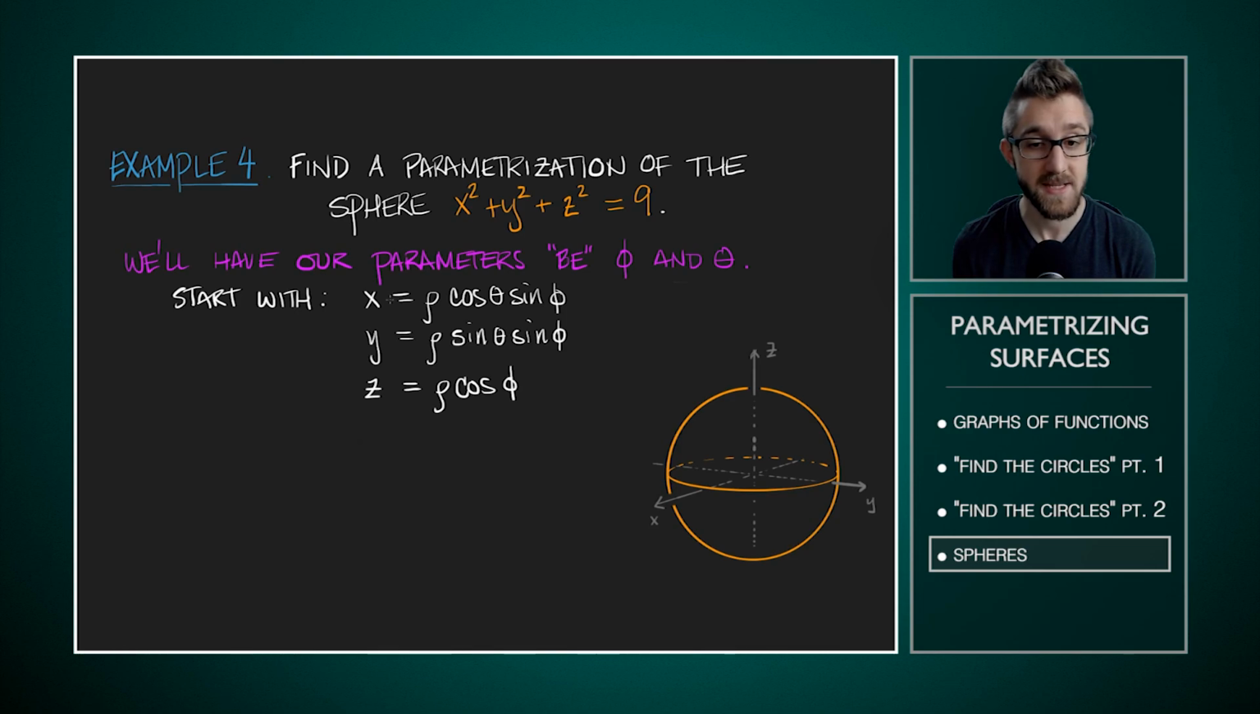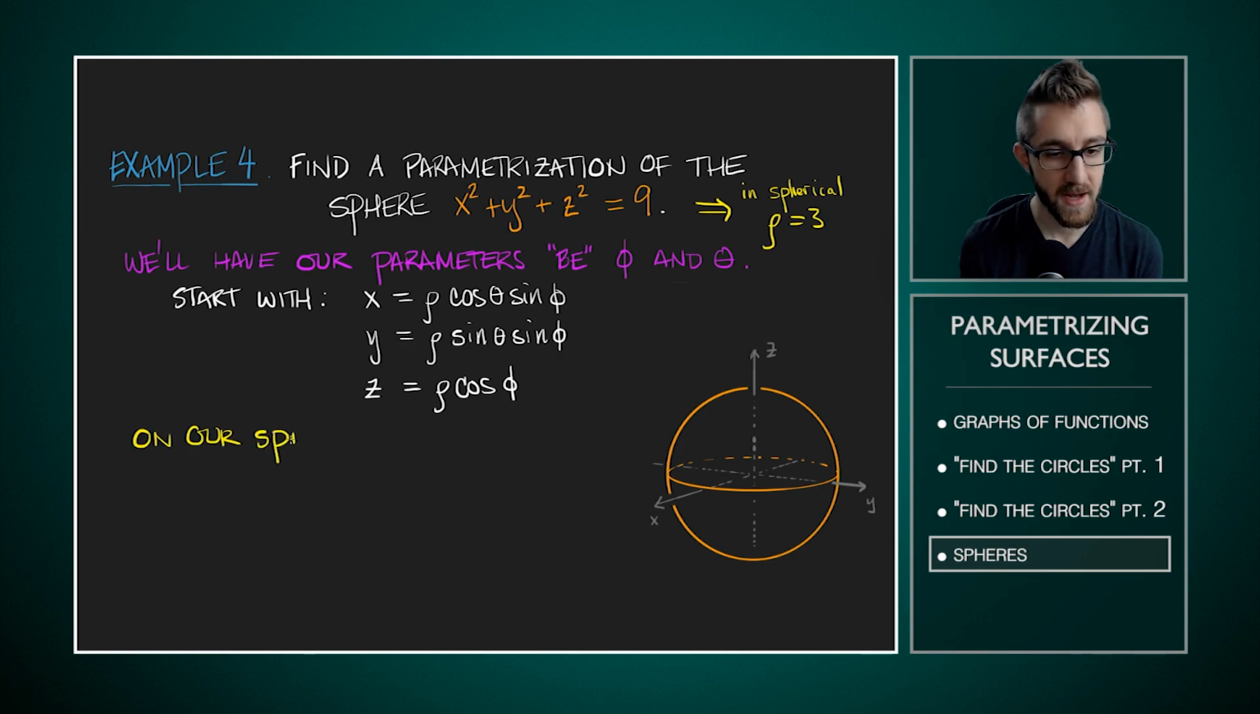So we start with this. This is x in terms of rho, phi, and theta, and y in terms of rho, phi, and theta, and z in terms of rho, phi, and theta. Now we want this in terms of just phi and theta. And the observation to make is that for rho, well, we're working on the sphere. This is x squared plus y squared plus z squared equals 9, which in spherical coordinates is just rho equals 3. Rho equals the radius of the sphere.